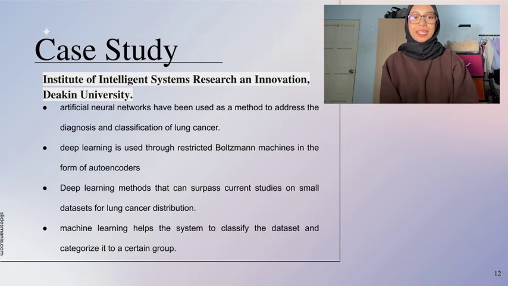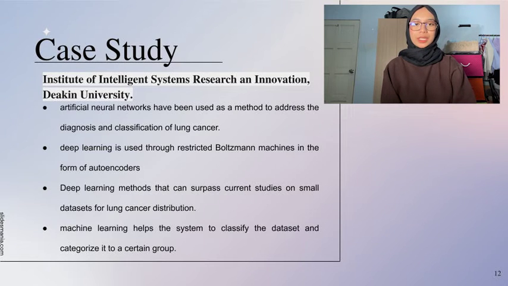In this case study, the research that we discuss is from the Institute of Intelligent Systems Research and Innovation, Deakin University, entitled Lung Cancer Classification Using Deep Learned Features on Low Population Dataset. In this study, it has stated that artificial neural networks have been used as a method to address the diagnosis and classification of lung cancer.